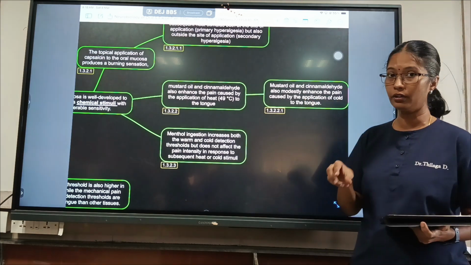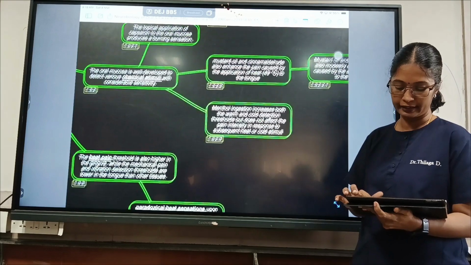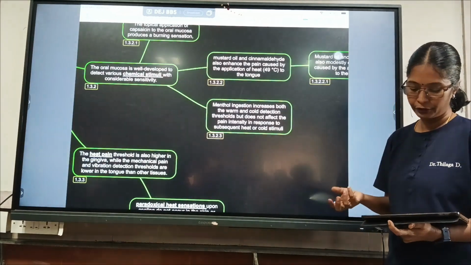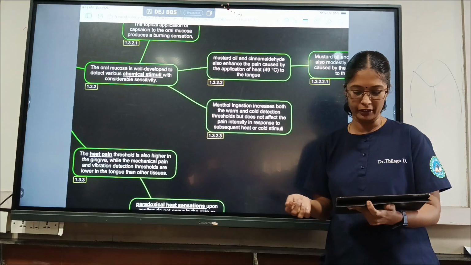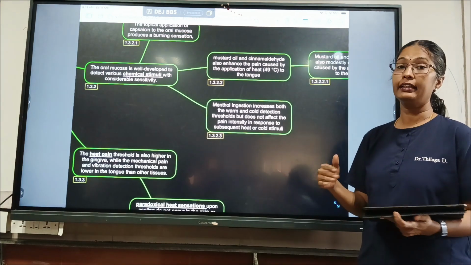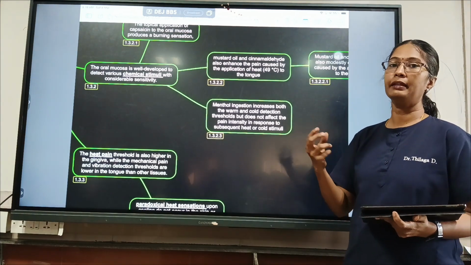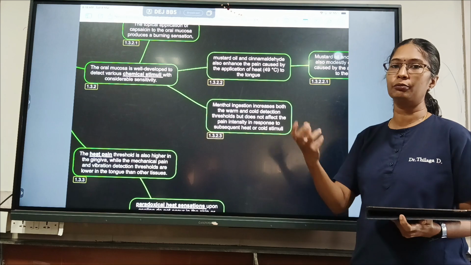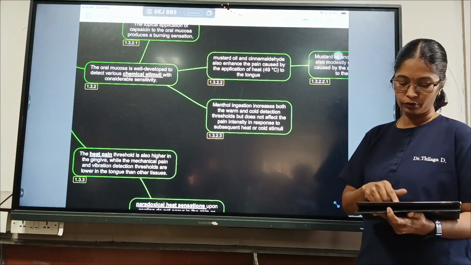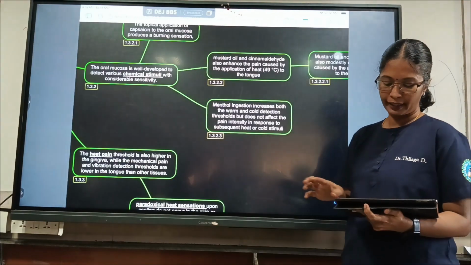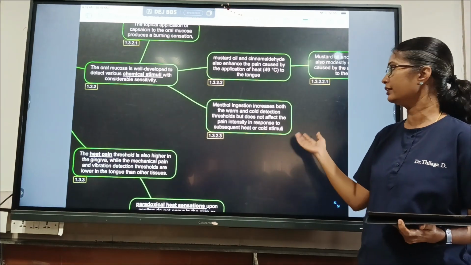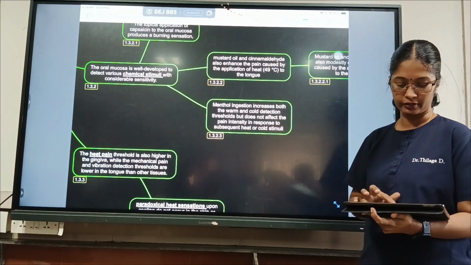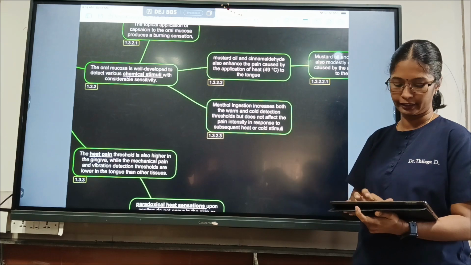Even if we apply cold, that also causes some pain in that area. And menthol, we know menthol causes a cooling effect. So menthol injection increases both warm and cold detection thresholds. It increases the threshold, which means the pain perception will take more stimuli to get stimulated. But it does not affect the pain intensity in response to subsequent heat or cold stimuli. So there is no change when we use menthol infusion. So this is regarding the chemical stimuli.